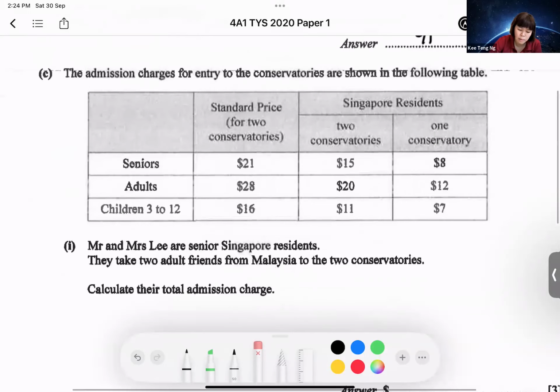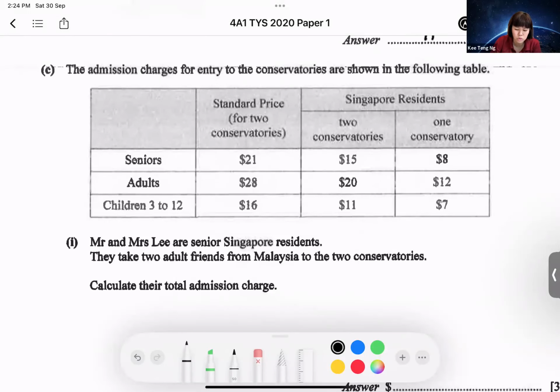Next question. Admission charges for entry to the conservatory are in this whole table here. Mr. and Mrs. Lee are senior Singapore residents. Senior Singapore residents are here. So they belong to these two categories. But they want to take both of the conservatories, so I should use this price, which is $15.